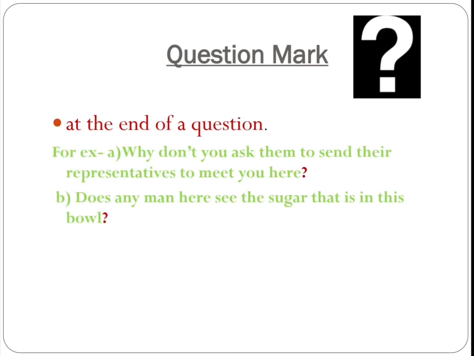Now next comes question mark. Question mark is used at the end of a question. For example, why don't you ask them to send their representatives to meet you here? So this is a question and it is also called an interrogative sentence. So we will put a question mark at the end of the sentence. The second example is, does any man here see the sugar that is in this bowl? Again, we have to put a question mark because this is a question.